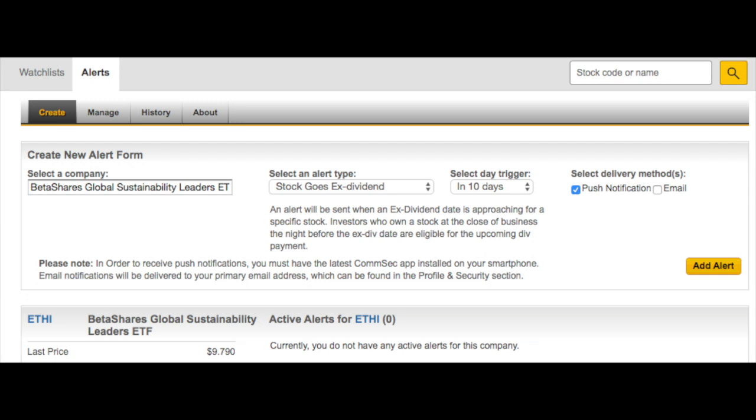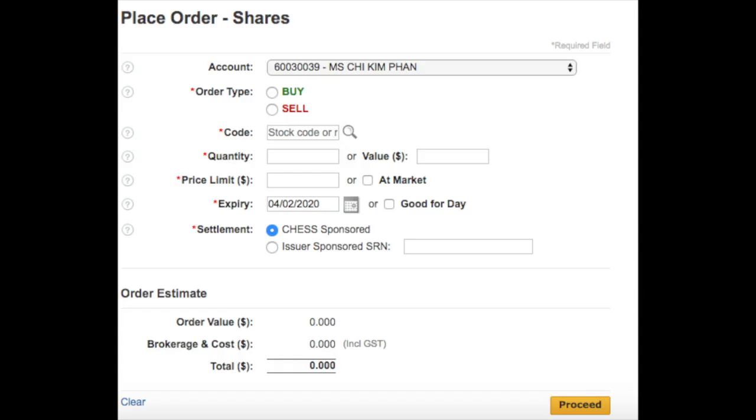The other good thing is you can set up an alert to remind you when an ex-dividend date is coming up, up to 10 days before that date, so that you can buy your stocks and get the dividend if that's what you want to do. When you're trading on this site, you can put your limits in and either set them for the day or leave them until the limit runs out, so you can actually get the price that you want to sell or buy at, which is an advantage.